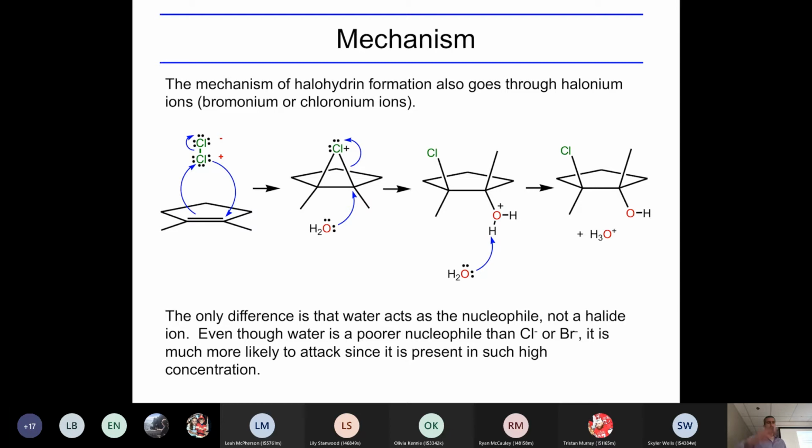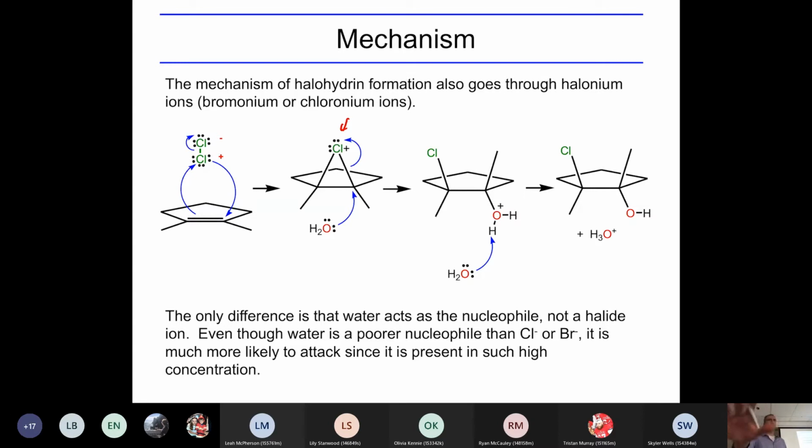The mechanism looks like this. The halogen comes in, you have that three-arrow action, you make the halonium ion, like before. The nucleophile comes from the backside to do the SN2. The mechanism here is identical to last time.